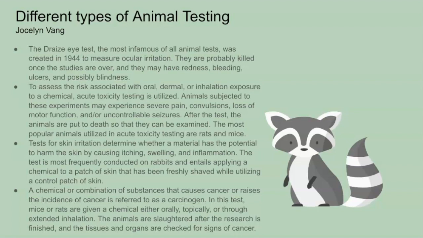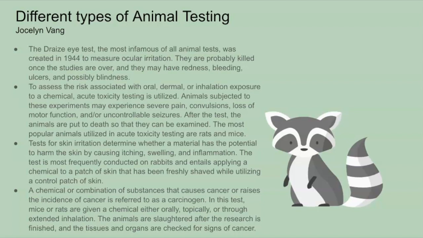Tests for skin irritation determine whether a material has the potential to harm the skin by causing itching, swelling, or inflammation. The test is most frequently conducted on rabbits and entails applying a chemical to a patch of skin that has been freshly shaved, while utilizing a control patch of skin.